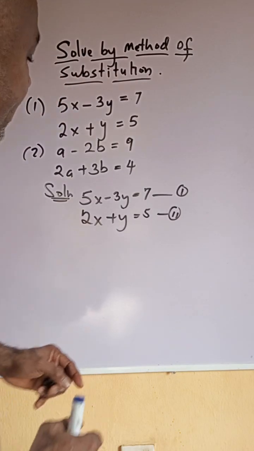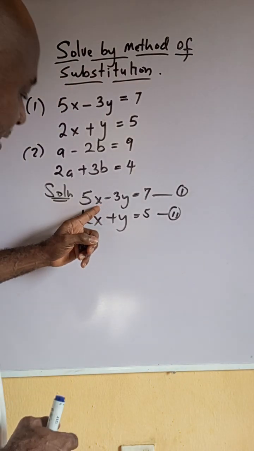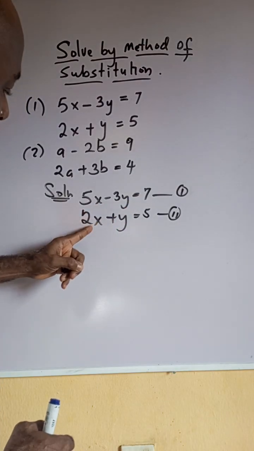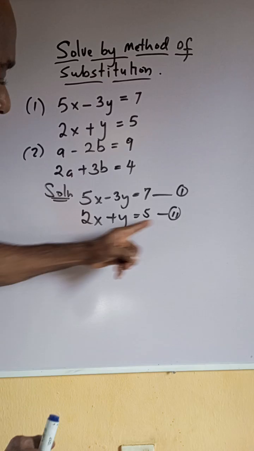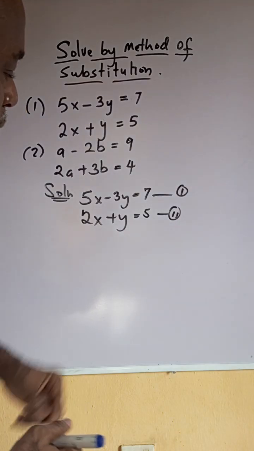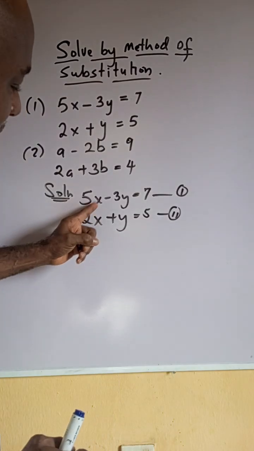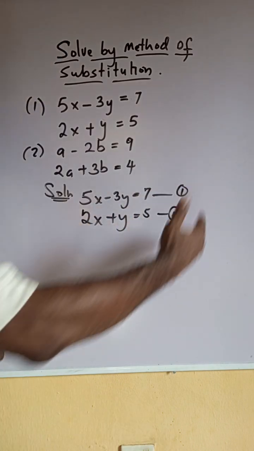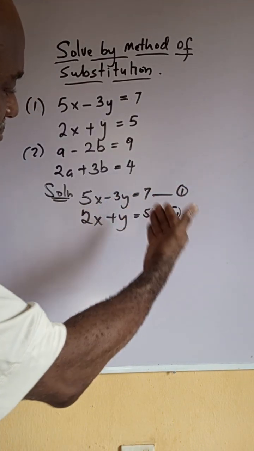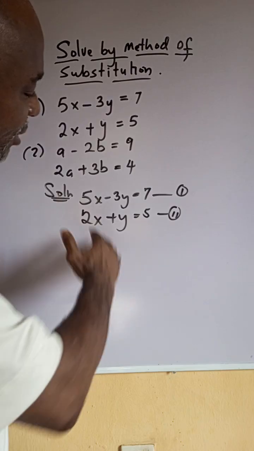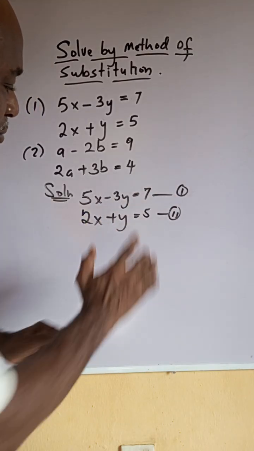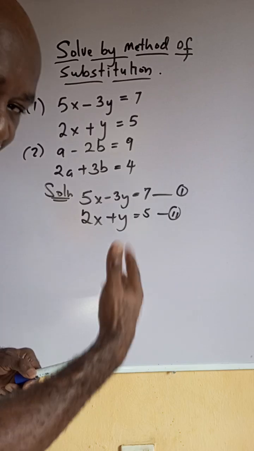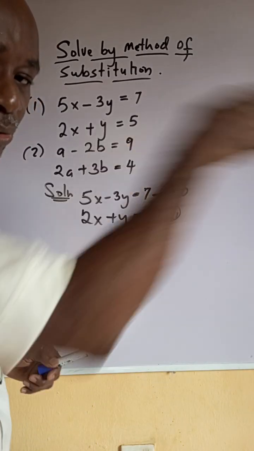Now, in this pair of equations, 5x minus 3y equals 7, and 2x plus y equals 5, we are asked to find the values of x and y. The first thing you do is, you can choose to rewrite any of these equations. I choose to rewrite the second equation to derive the third equation and then substitute.